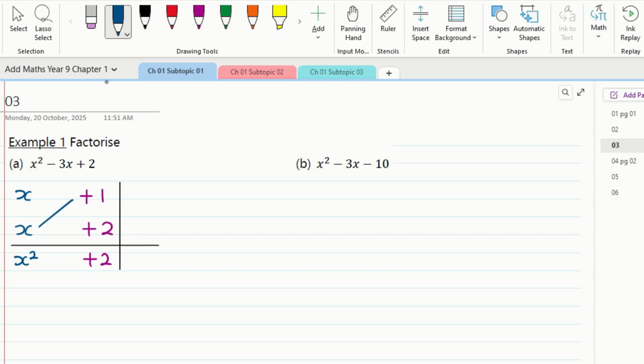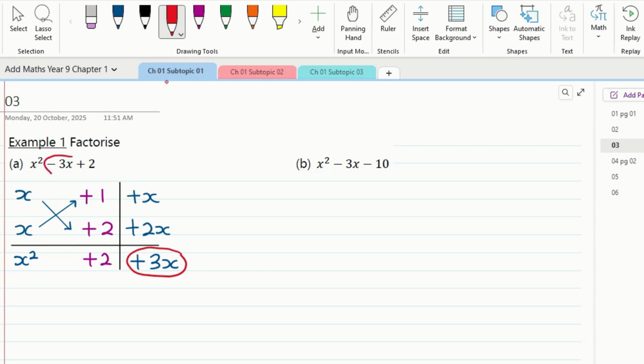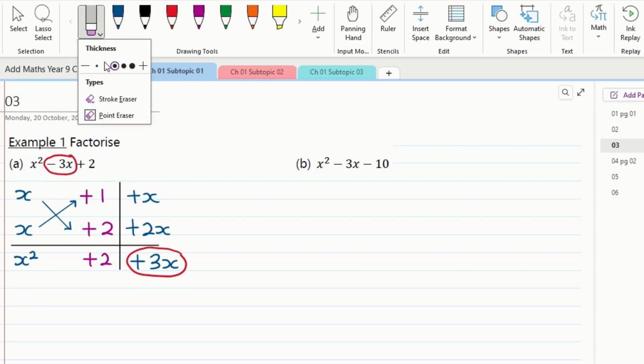Now, let's check them out first. So over here, when you do the cross method, the first term multiplied and the result is x. And then as for the second term, below, plus x is going to be x times positive 2, so this is going to be plus 2x. So here, when you check, 1x plus 2x is going to be positive 3x. Now, you have to check back and see whether it matches your expression in your question. So here, this is negative 3x. So which means there's an error that you have made here.